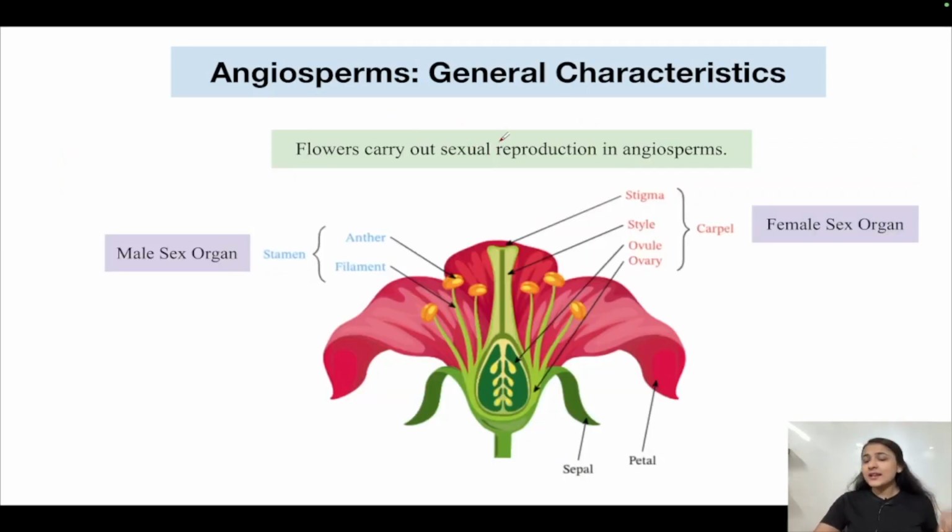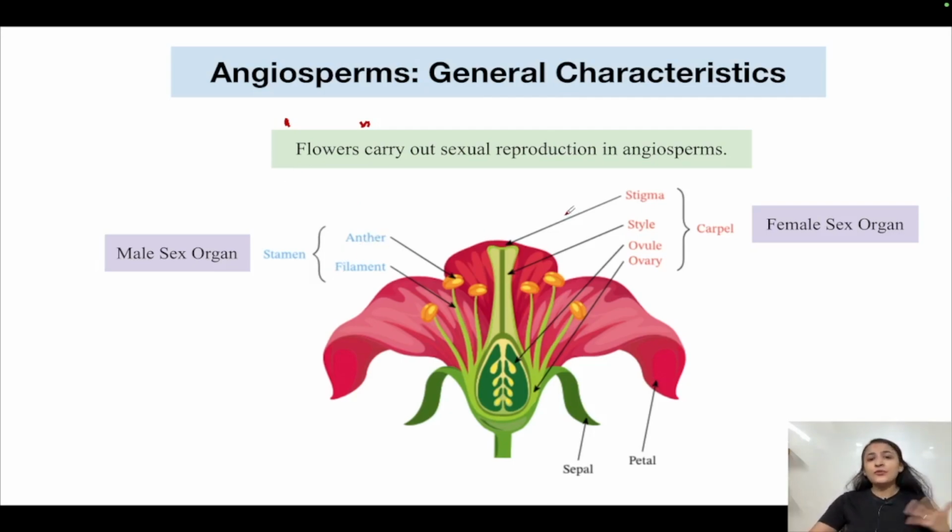Now, how is sexual reproduction carried out in angiosperms? Angiosperms are sexually reproducing plants. How does the sexual reproduction occur in angiosperms? Via the flowers. Flowers carry out sexual reproduction in angiosperms. Flower is one of the most important and the defining organs of angiosperms.